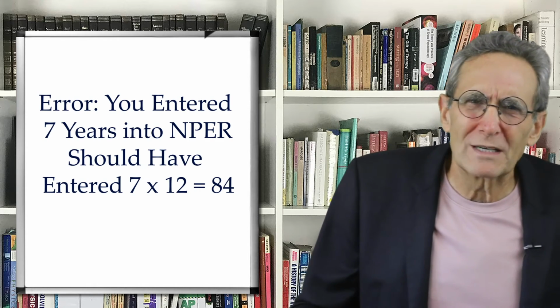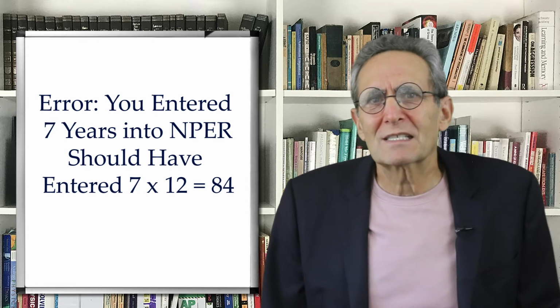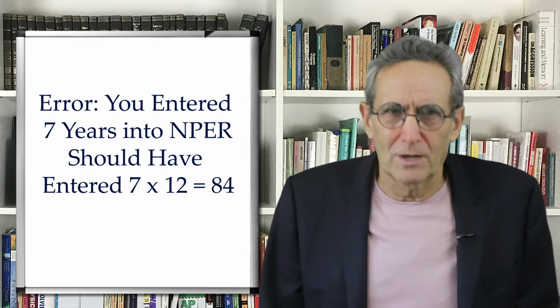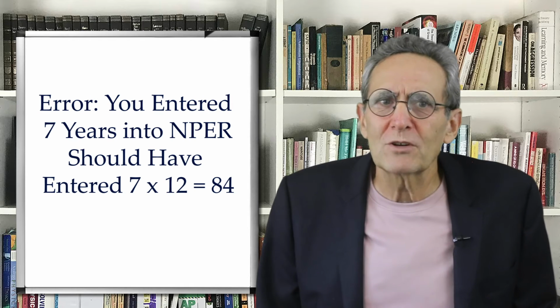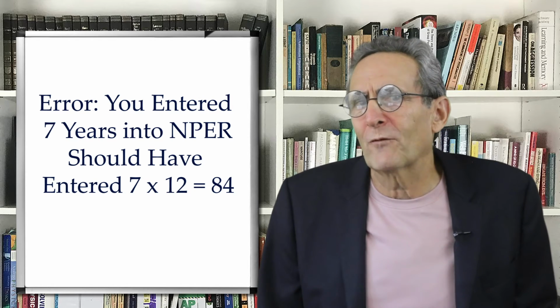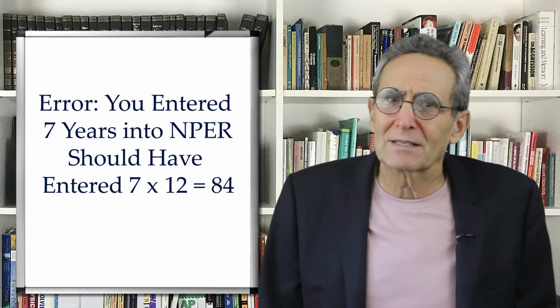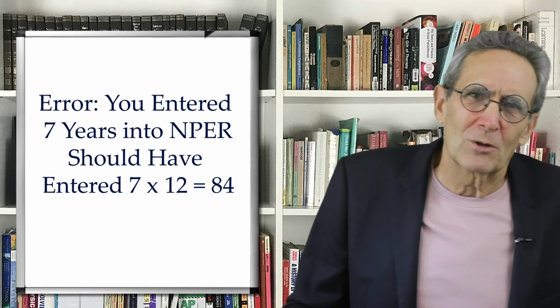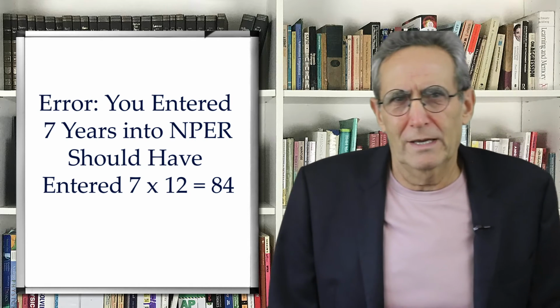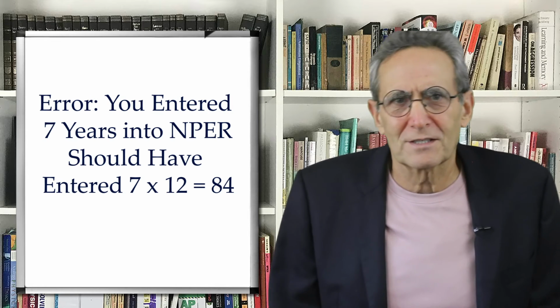So you go back to your spreadsheet and you realize that you put 7 years in the NPER, number of periods input, and you should have put in 7 times 12 or 84 periods in this input. Easily fixed. This is an example of getting the wrong parameter value in an Excel function interface.